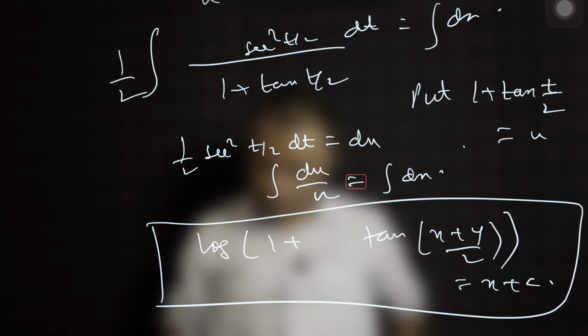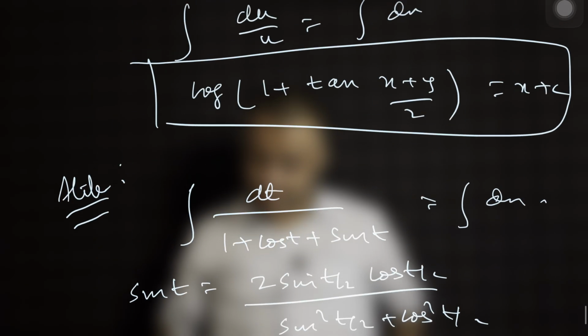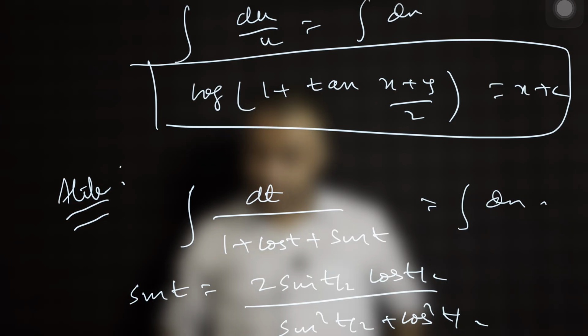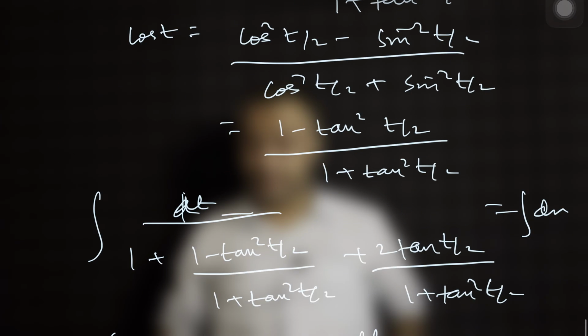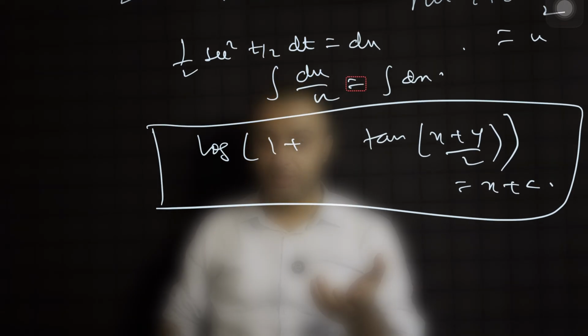So my point is very simple. In both the cases, I got my answer as log 1 plus tan x plus y by 2 is equal to x plus c, and here also I found my answer as log 1 plus tan x plus y by 2 is equal to x plus c. So no matter what method I have chosen, I have got that at the heart of my answer.